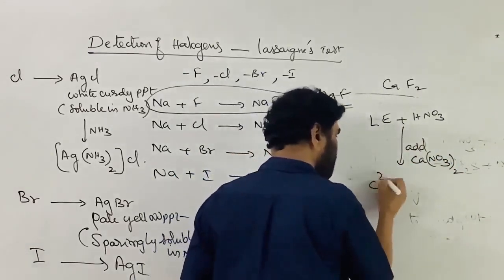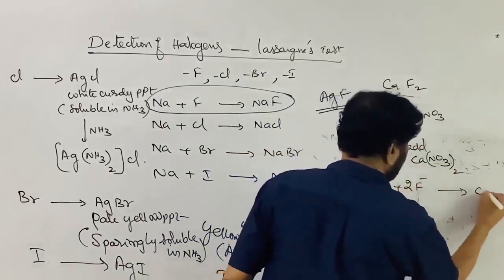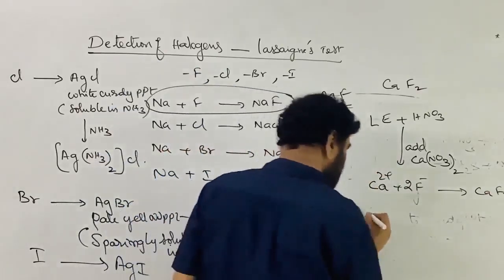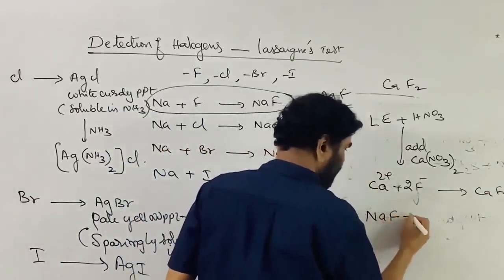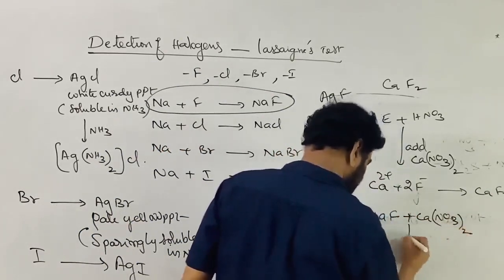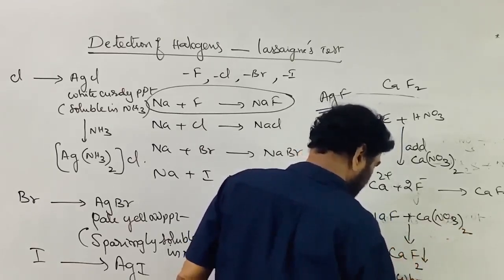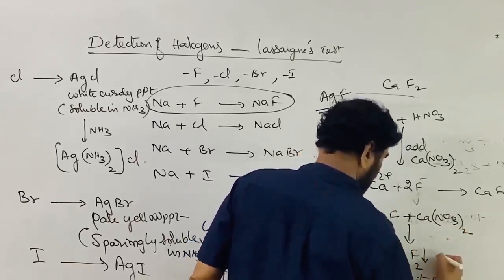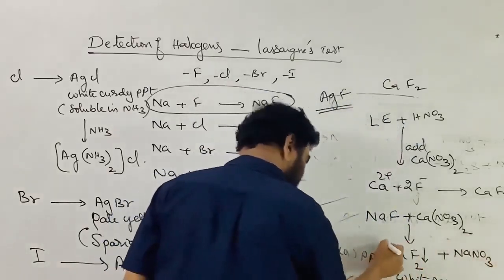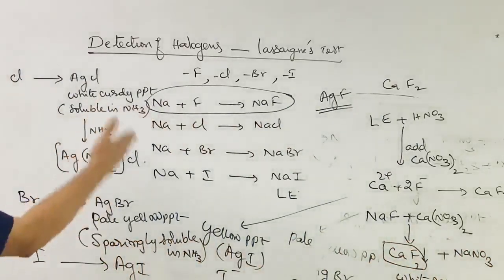The Ca2+ ion plus two fluoride ions give calcium fluoride in the Lassaigne's extract. The Lassaigne's extract contains sodium fluoride, and when calcium nitrate is added, it gives the insoluble white precipitate CaF2, plus NaNO3 is formed. This white precipitate is calcium fluoride. So this is the case.